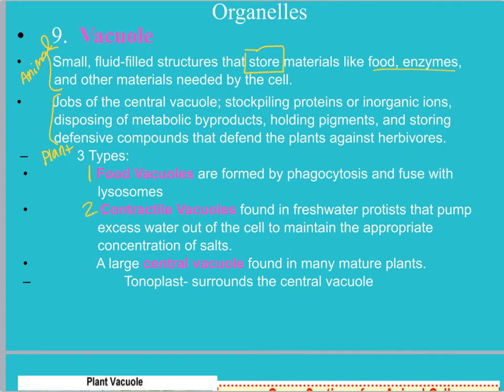Then you have contractile vacuoles. So those are going to be in protists. Protists are typically like unicellular microscopic organisms that live in fresh water, so like ditches and ponds and lakes and rivers. And they pump extra water out, because these cells live in water, they could easily burst if they got too much water in them.